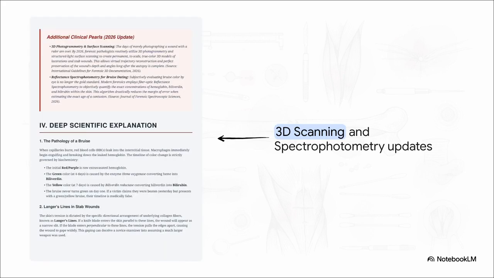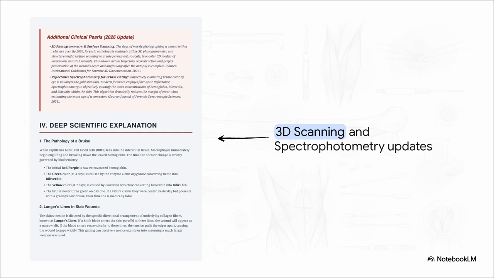And this brilliantly illustrates why our modern technology is just so absolutely vital. We aren't just relying on plastic rulers and our naked eyeballs anymore. By our 2026 standards, forensic pathologists are using 3D photogrammetry and structured light surface scanning to create permanent, to-scale, true-color 3D models of these stab wounds. It is wild. This allows for virtual trajectory reconstruction long after the autopsy is over.